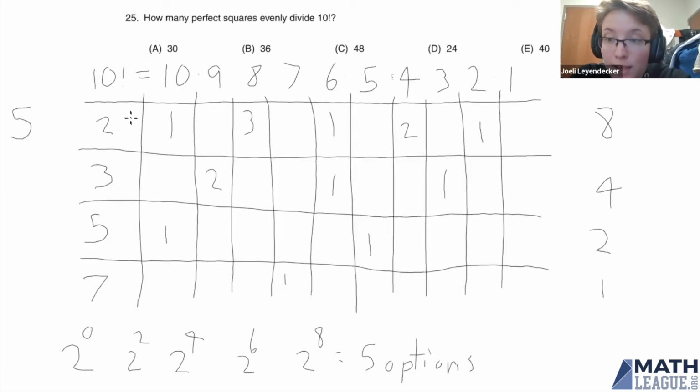For 3, it can be 0, 2, or 4, so 3 options here. For 5, it can be 0 or 2, 2 options here. And for 7, the exponent has to be 0 because there isn't a second factor of 7. So there's only one option here.